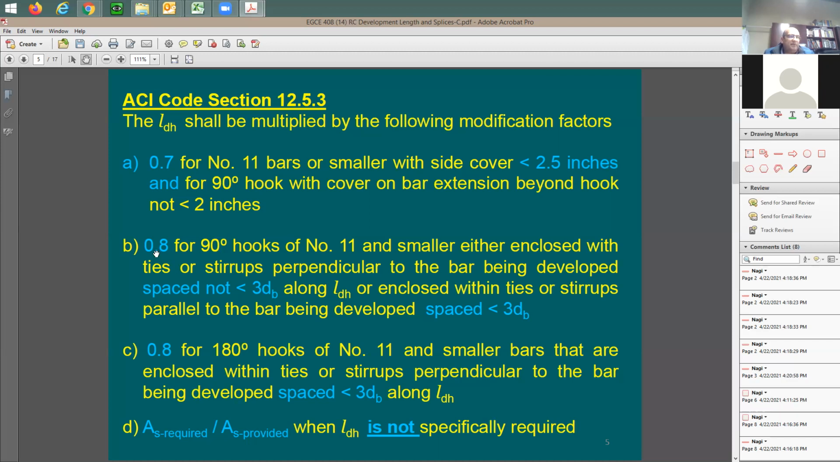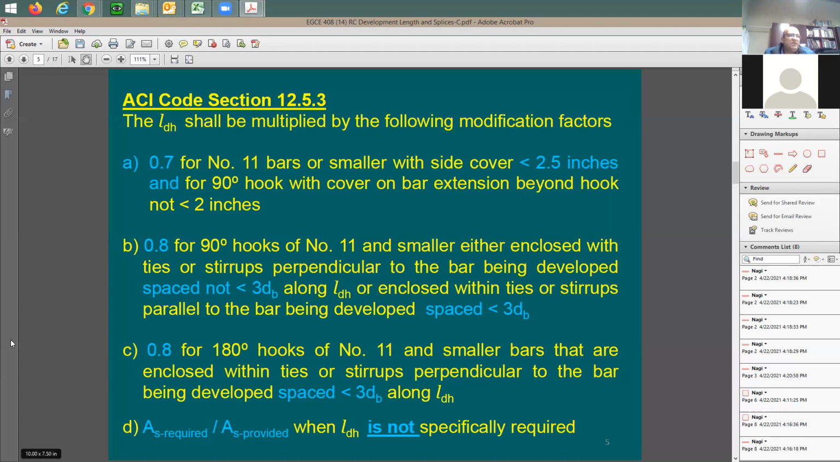You have another multiplier, which is 0.8, when you have 90-degree hooks for number 11 and smaller. And this is either enclosed with ties or stirrups perpendicular to the bar being developed, spaced not more than 3 d sub b. So when you have these multipliers, you should be happy because the needed L sub DH is going to be smaller. All of this means that you have a good situation. The spacing between the bars is large enough. The concrete cover is big enough.